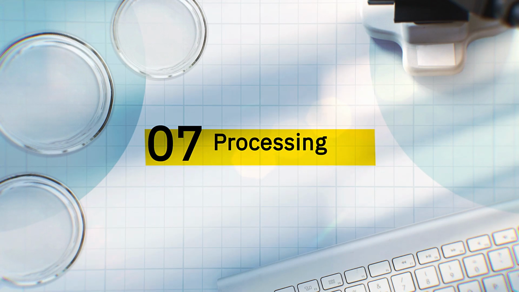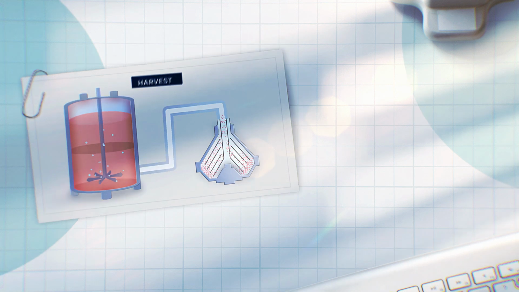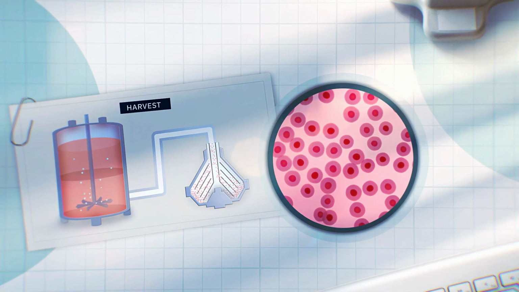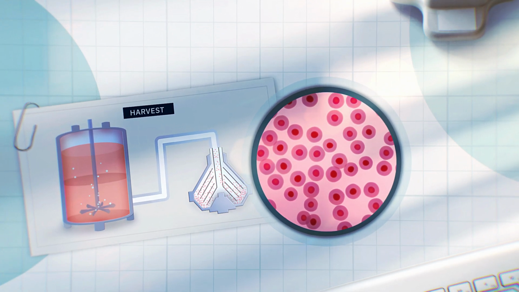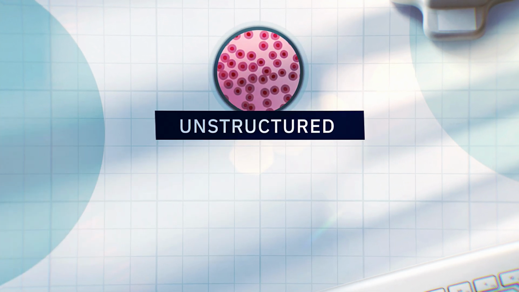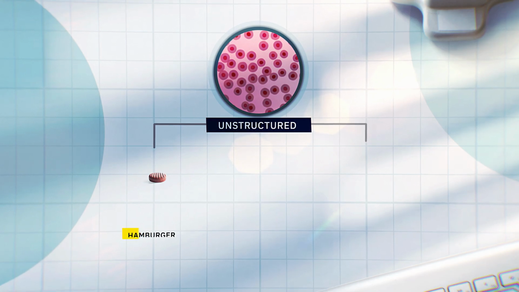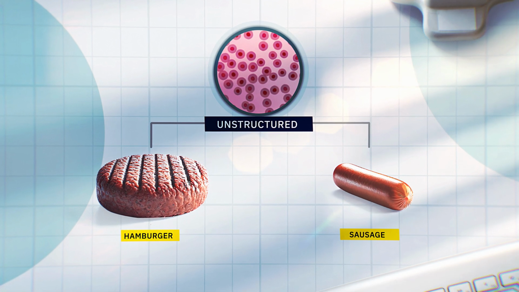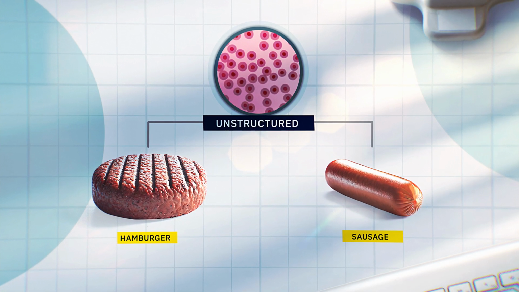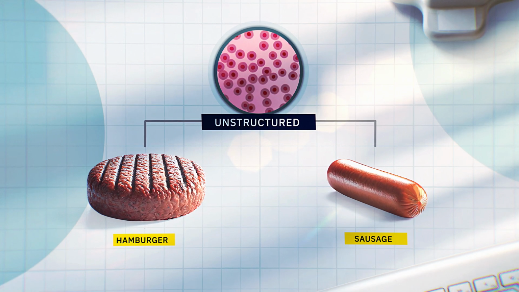Processing, hamburger route. After harvesting, the cells can be used in different ways depending on the type of final product you want to obtain. If the final product is unstructured, like a hamburger or sausage, the cells are used as one of the product's ingredients, similar to conventional product processing.